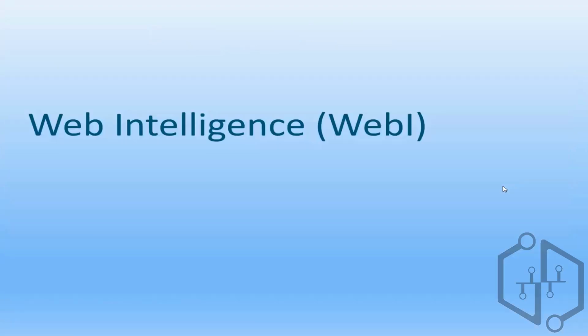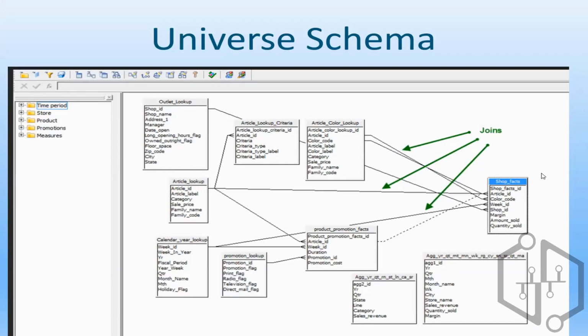Here, if you see, this is shop facts. So this is a fact table. Promotion fact is also a fact table. If you see here, promotion cost, what is the cost here? Here, if you see margin, amount sold, quantity sold. So these are like numbers. The fact table stores the numbers, whereas all these other tables come under dimension tables.